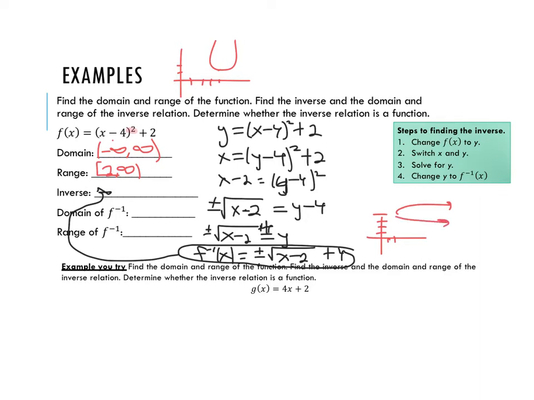Okay, so its domain is going to be the old range, 2 to infinity. And its range is going to be the old domain. And is this inverse a function? And the answer to that would be no. One, the graph fails the vertical line test, and two, there's two pieces.